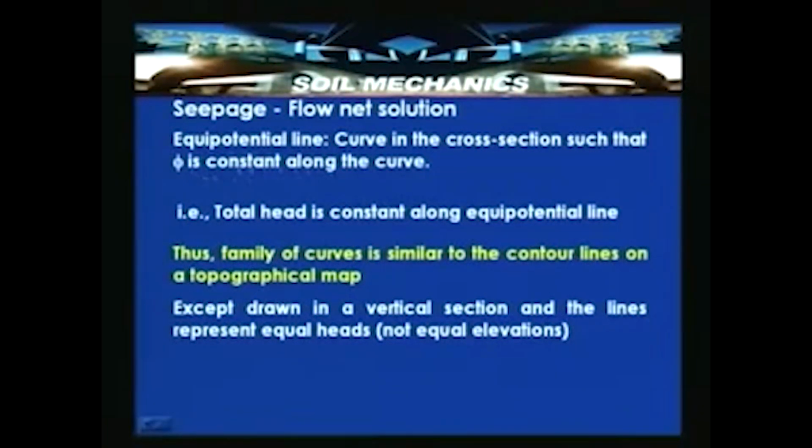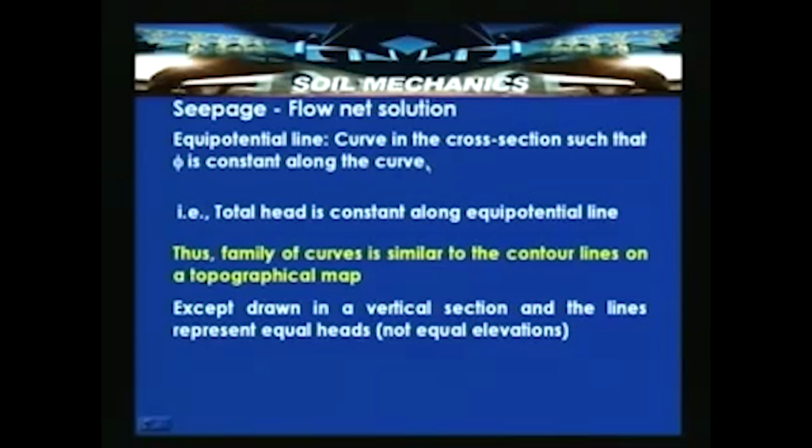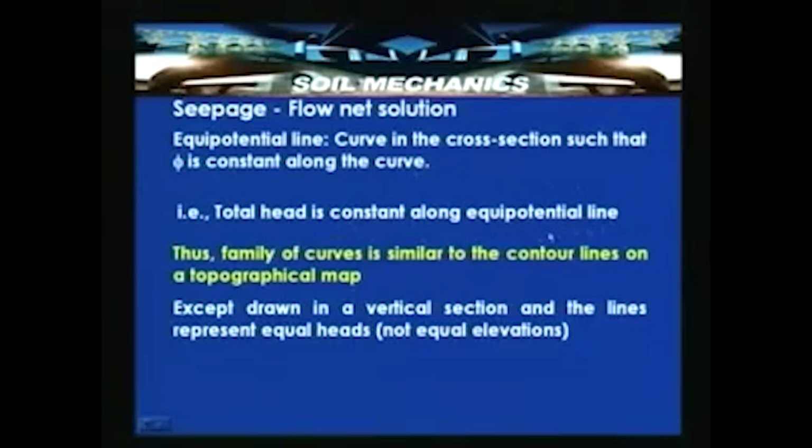So, an equipotential line is a curve in the cross section such that φ is constant along the curve. That is, the equipotential line is a curve drawn in the cross section of a particular structure under consideration, where the flow is taking place in a two dimensional plane. That means the potential will be constant. Suppose it has a head h1; then h1 will be constant along that particular potential line. So, the total head is constant along that equipotential line.